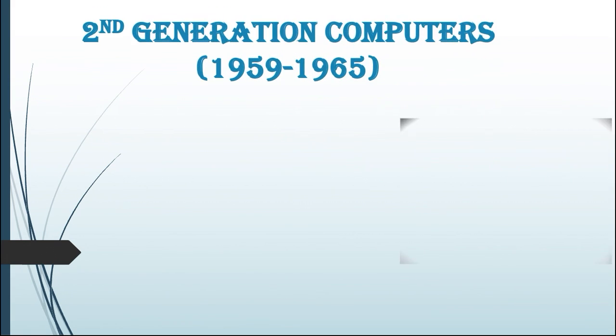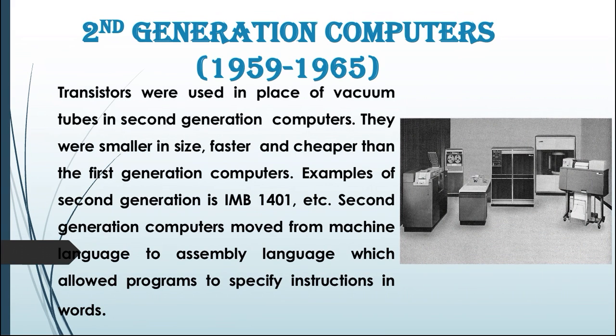Then we have the second generation of computer. Second generation of computer includes transistors. Vacuum tubes were replaced by transistors. I'm really sorry. There were vacuum tubes which required a complete room, which were very big in size, and now we have transistors which were a bit smaller in size, and they were faster and cheaper.